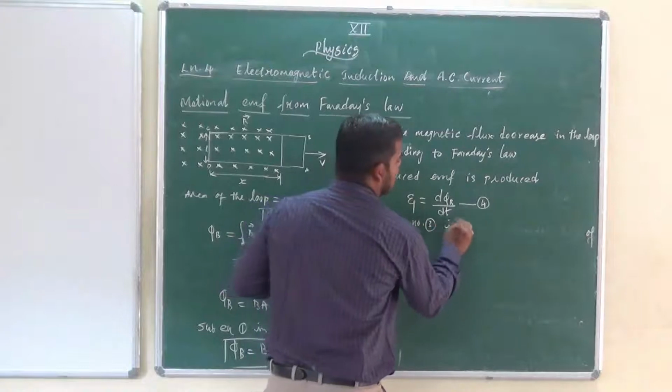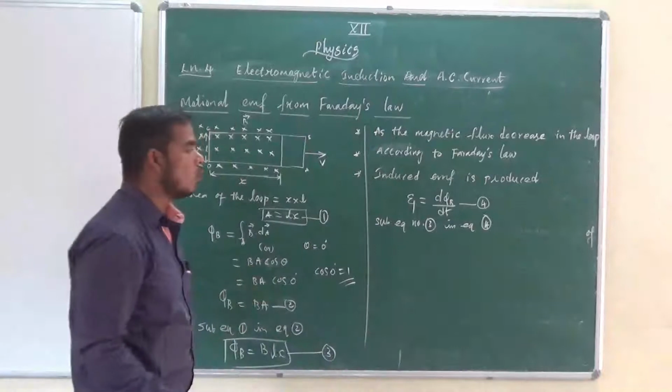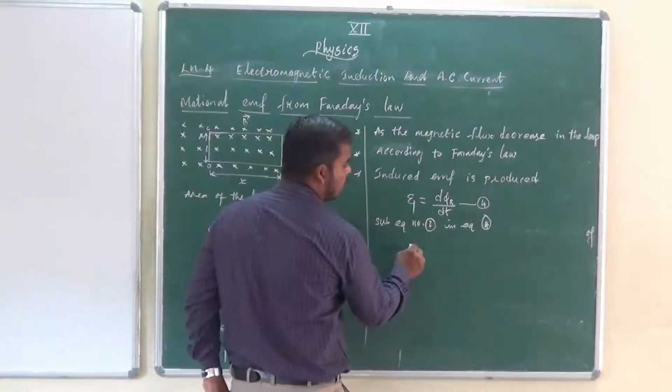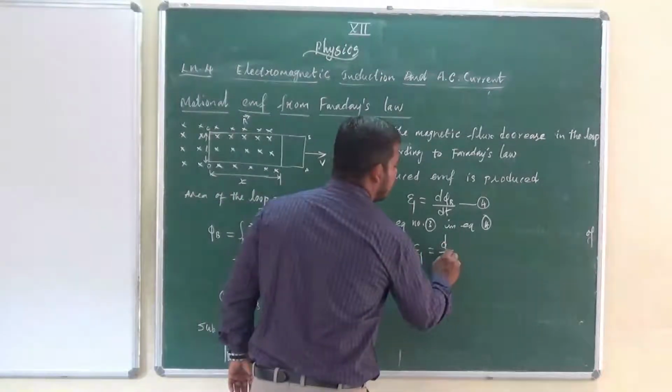Where 3 means in equation number 4. So the left side of the equation we don't want to change. What is the left side of equation number 4? Psi, that means EMF, then d by dt.